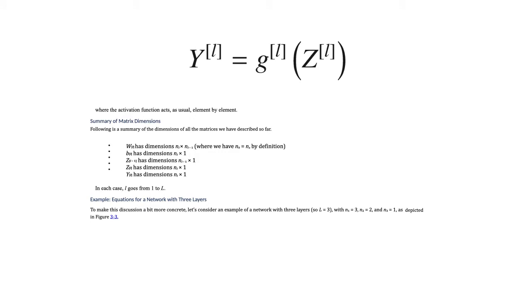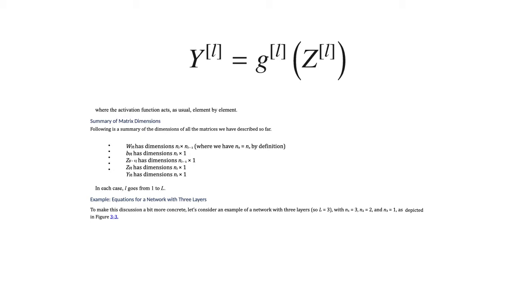Summary of matrix dimensions. Following is a summary of the dimensions of all the matrices we have described so far. W[L] has dimensions N(L) by N(L-1), where we have N0 equals Nx by definition. b[L] has dimensions N(L) by 1. Z[L-1] has dimensions N(L-1) by m. Z[L] has dimensions N(L) by m. Y[L] has dimensions N(L) by m, in each case. L goes from 1 to L.